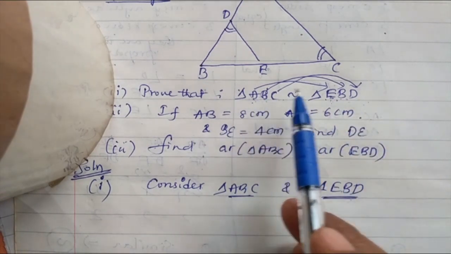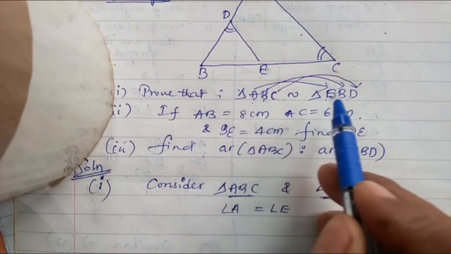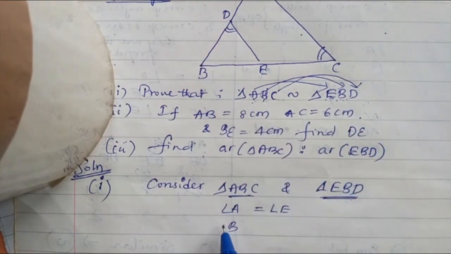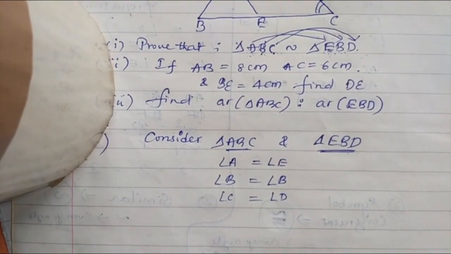That is, the A position is occupied by angle E, so better you write angle A is equal to angle E. Here the B position is occupied by B, so angle B equals angle B. Also, angle C equals angle D. Look, all three I am taking from the question only. It's very simple to prove two triangles are similar.